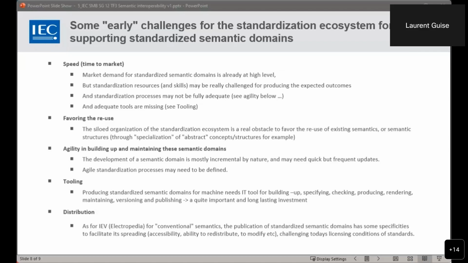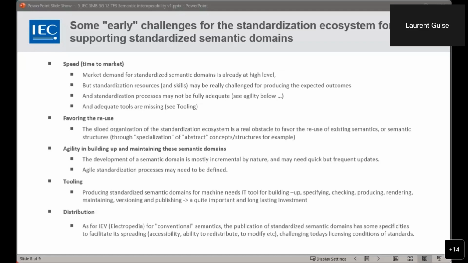that, for example, rendering may be an issue, which means that we, as a standardization body, may have to render a standardized semantic domain into multiple different languages: XML, RDFS, OWL. So how can a standardization body manage that? Maintenance, versioning, publishing, also, there are plenty of difficulties in front of us as a standardization body to ensure at the end that a standardized semantic domain will be managed in a good way.